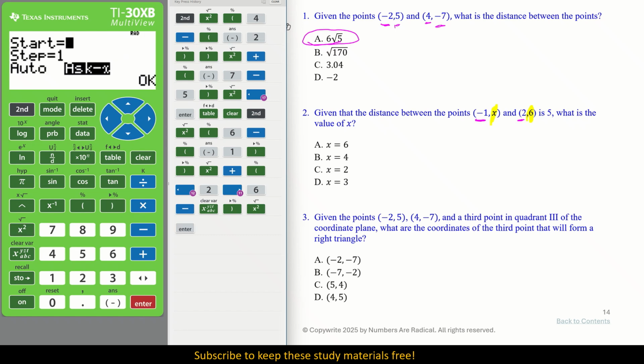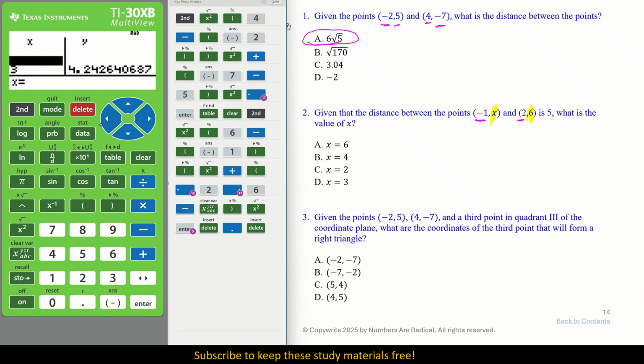Now enter. Now we have a setup exactly the way we need it because we're going to try each of these options: 6, 4, 2, and 3. So I just push enter. You need to delete out what's in here because that's from a prior question. So let's try 6.